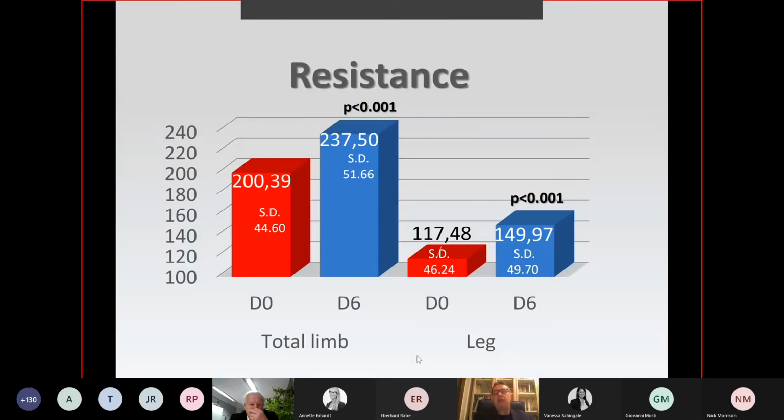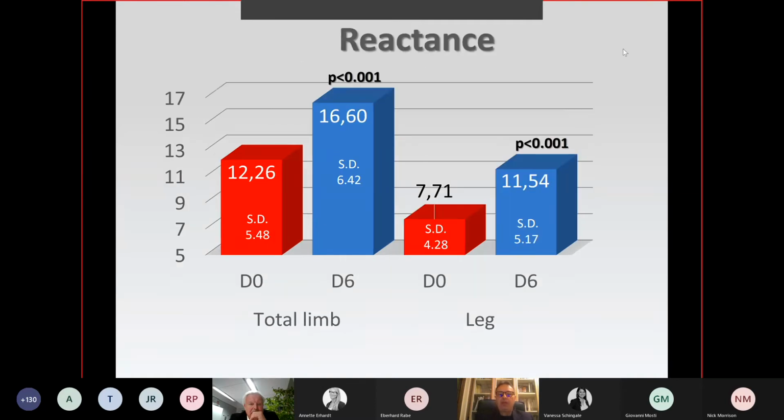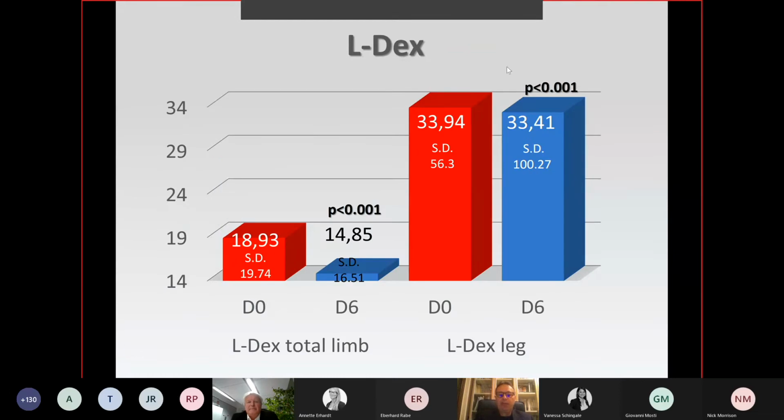Then we investigated the bioimpedance parameters, and the resistance increased after the treatment, which means that the fluid decreased, both in the total limb after 6 days and in the lower leg, as you can see from this slide. That was the case also for reactance, which improved because it increased after the 6 days of the decongestive treatment, both in the total limb and in the lower leg. And that was the case, of course, also for LDEX.